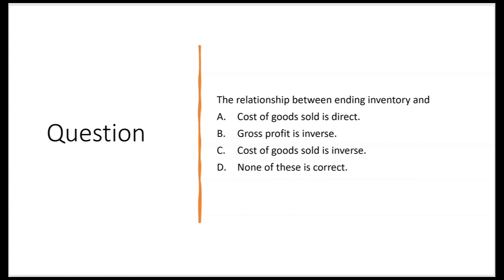Let's try B. The relationship between ending inventory and gross profit is inverse. As ending inventory goes up, gross profit goes down. No. The relationship between ending inventory and gross profit is direct, so B's out. C, the relationship between ending inventory and cost of goods sold is inverse. Yes, let's go with C.